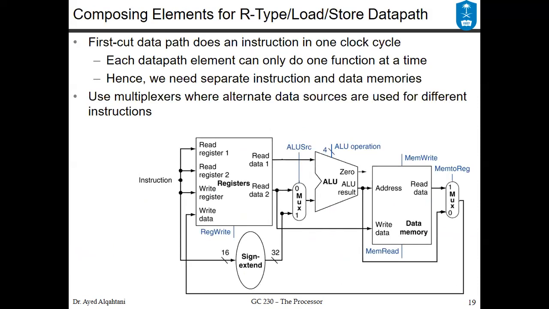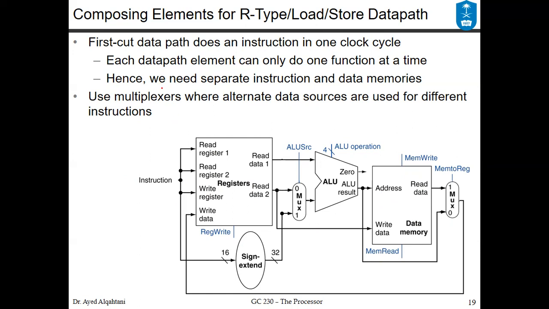Now, at this point, we can compose elements for the R type, for the load, and for the store, and we make the data path for all of them. So this is the first cut data path, which does an instruction in 1 clock cycle. Each data path element can only do 1 function at a time, meaning all of this hardware will do, for example, a load, or all of it will do a store, or all of it will do an R-type instruction, let's say add or AND. So once you have an instruction, it will hold all the hardware.